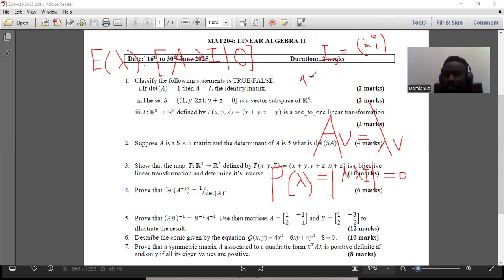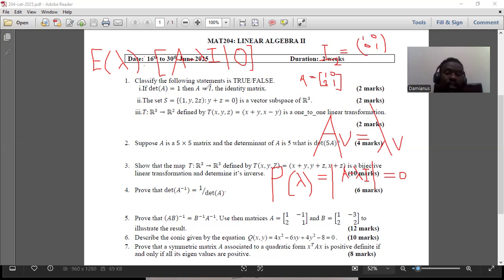I can call it whatever it is, but I can just say something like, I don't know, 1. I can put this as 1. I can put this as 0. I can put this as 2. And then I ask you, what's the determinant of this matrix? 1 times 1 minus 0. This matrix has determinant 1, and it is not equal to the identity matrix. So this statement is false.